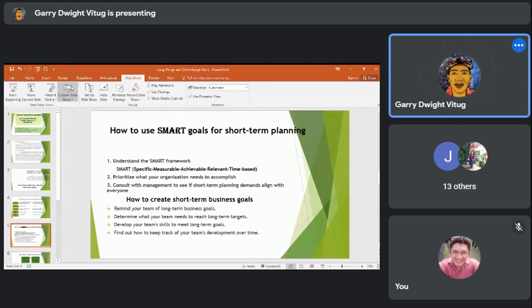Okay po. Next po, relevant. In a sense that may contribution po siya sa development ng mga empleyado. Then time-bound po siya. Kailangan po may definite time frame po ang ating plano.